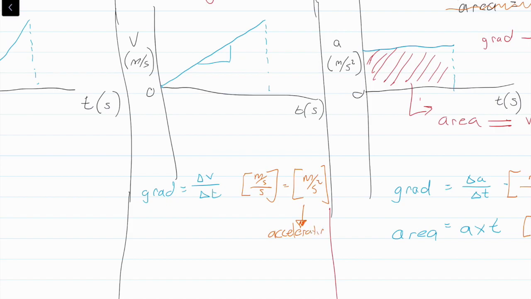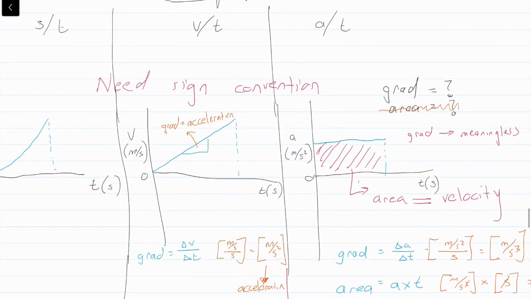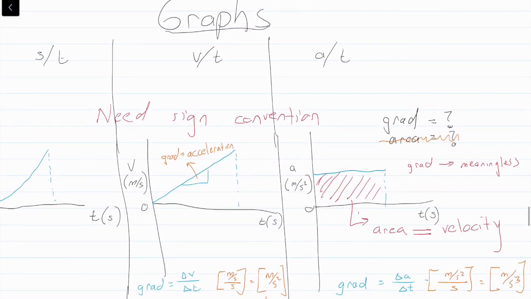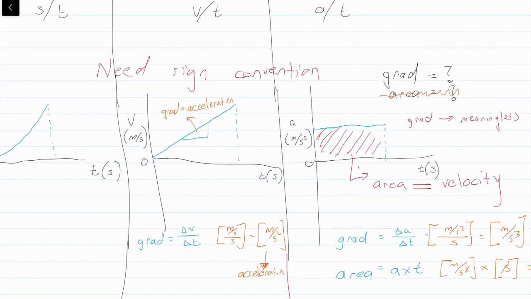Okay, so our gradient, let's actually do it here. Our gradient is equal to our acceleration. Okay, so if we have a velocity time graph and we need the acceleration, we calculate the gradient.